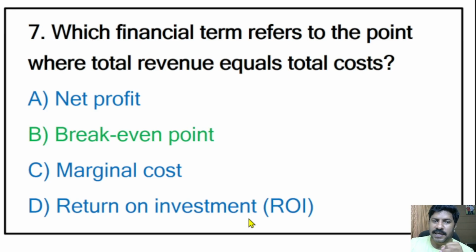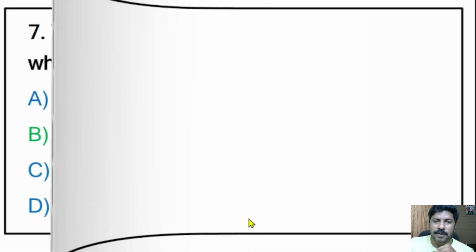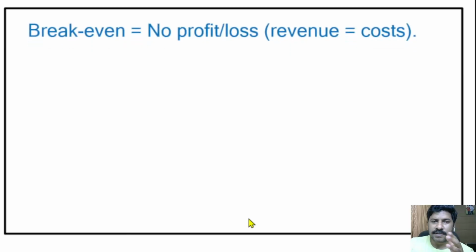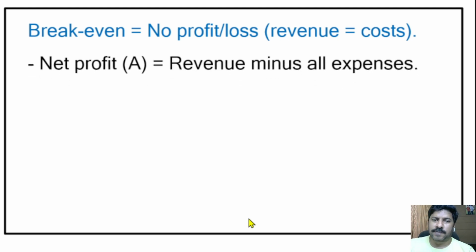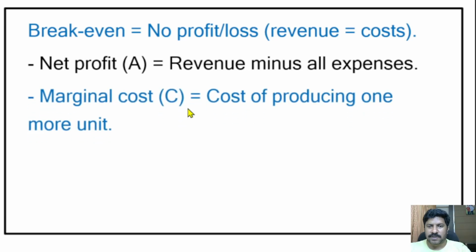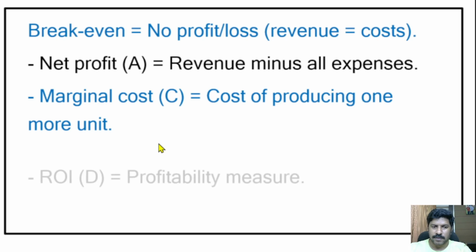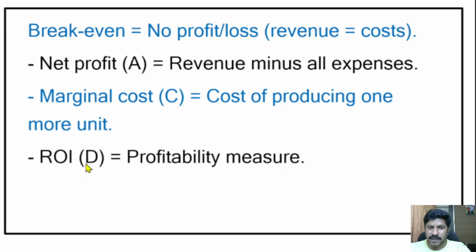Correct answer, break-even point. Break-even point is equal to no profit or loss, that is, revenue is equal to cost. Net profit means revenue minus expenses. Marginal cost is the cost of producing one more unit. ROI is a profitability measure.